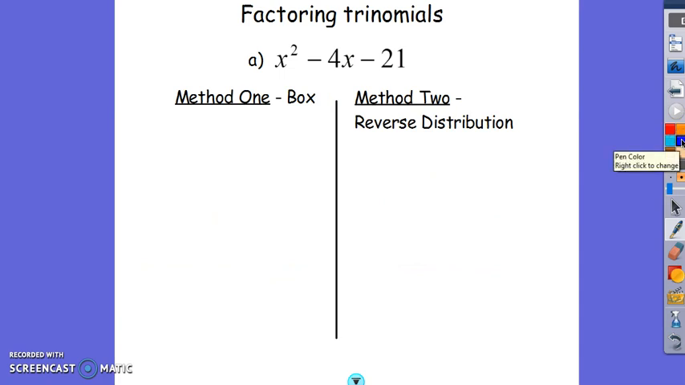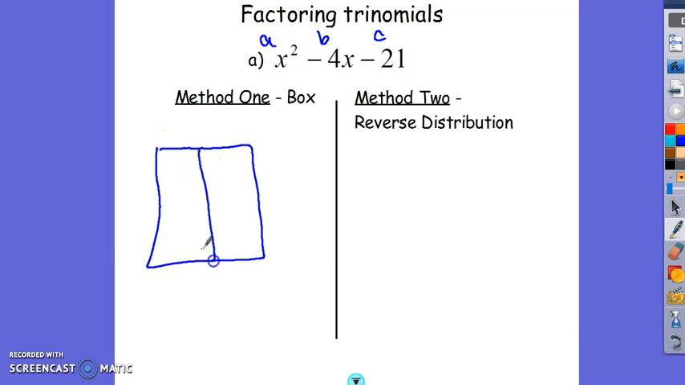So first, the box method. Again, our a is 1, our b here is negative 4, and our c is negative 21. We're going to start by making our box, and we're going to fill in the pieces that we know. The first term in our box is always our very first spot. So our first term is x squared, that goes in our first spot in our box. Our last term is negative 21, that's going to go in our last spot. The middle term always equals the sum of the two diagonals. So these two boxes have to have a sum of negative 4x. That's what I know right now.